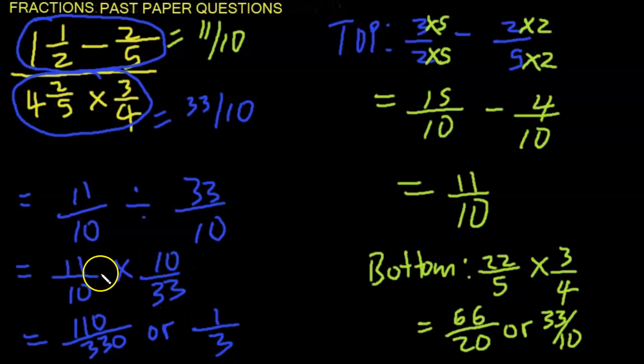Or you could do the simplification from here. 10 divided by 10, you get 1. 10 divided by 10 down here, you get 1. And then divide this 11 by 11, you get 1. And this 33 by 3, you get 3. Either case, we get 1/3 for the solution.